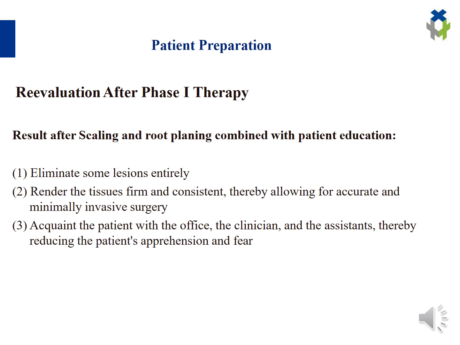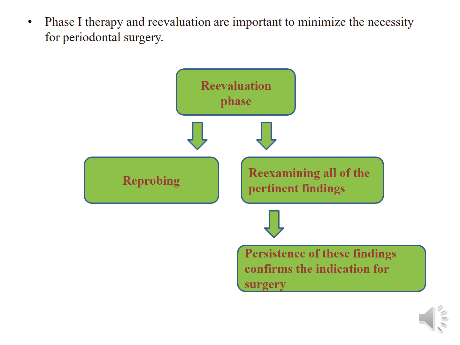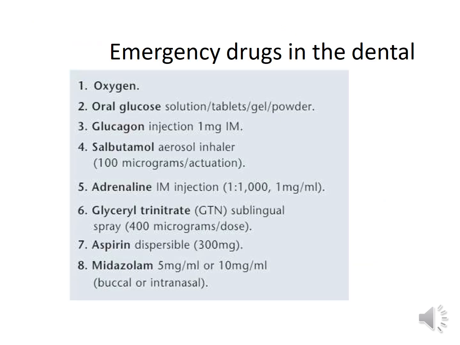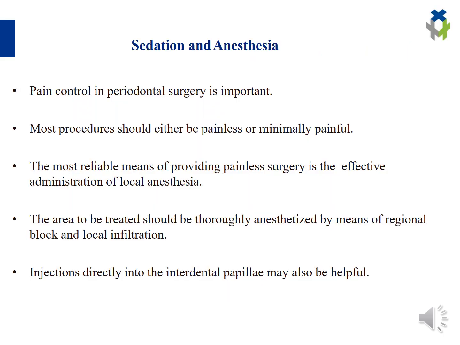eliminates some lesions entirely and renders the tissue firm in consistency. So after rehabilitation, reprobing can be done. Emergency drugs should be available for surgical therapy, like oxygen, oral glucose, salbutamol, adrenaline, glyceryl trinitrate, aspirin, and midazolam. Sedation and pain control in periodontal surgery is important.